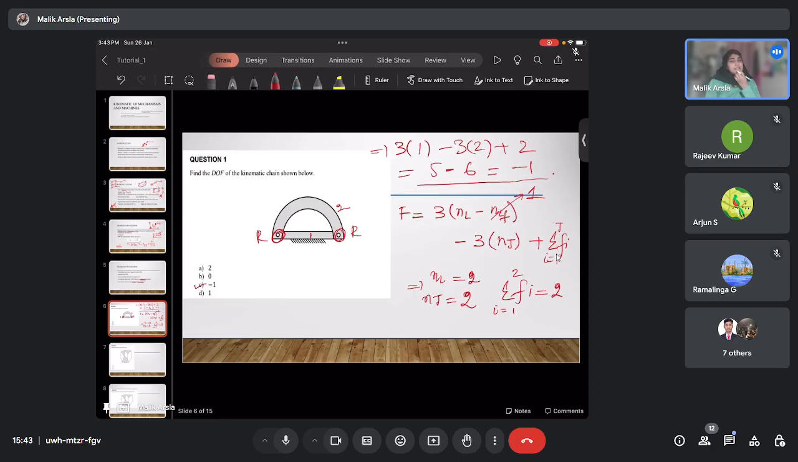And what does this tell us? That this structure has been over constrained, right? Is it clear to everyone? Yes. Okay, those of you who were getting an incorrect answer must have made a mistake in counting the number of kinematic pairs, or maybe a simple calculation mistake. So I guess now it would be clear.